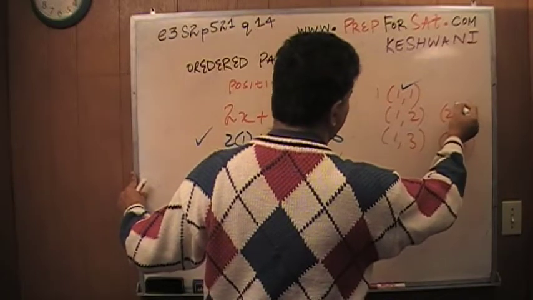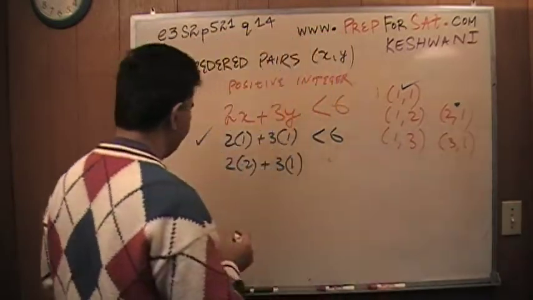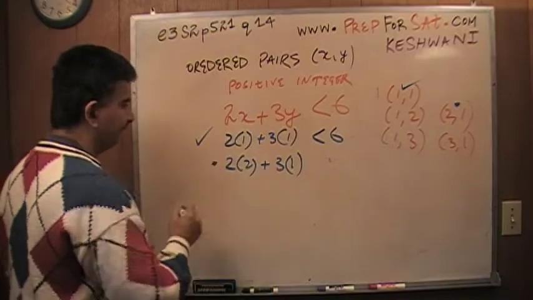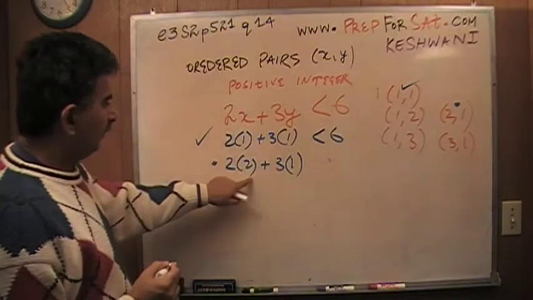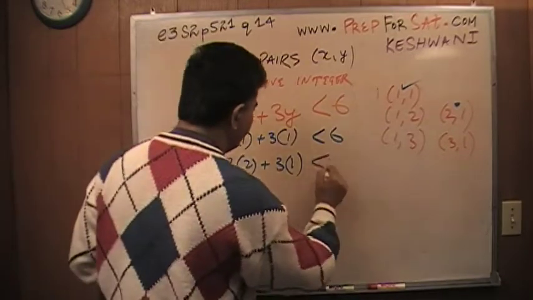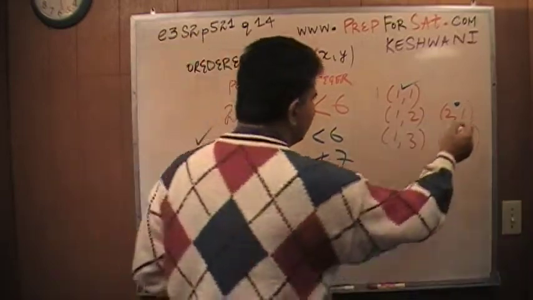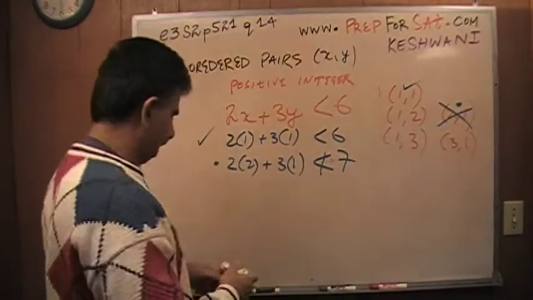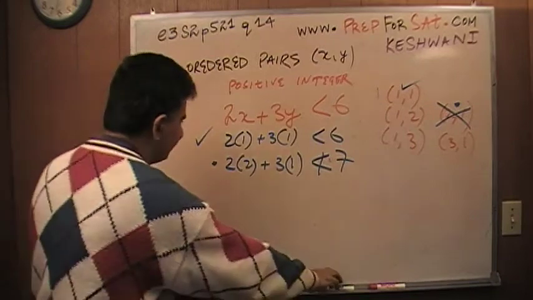Let's try this one here. 4 plus 3 is not less than 6. This one does not work. Let's try one more.